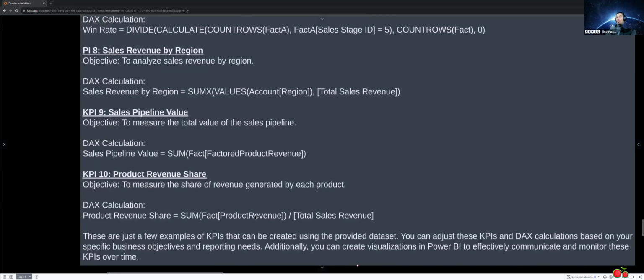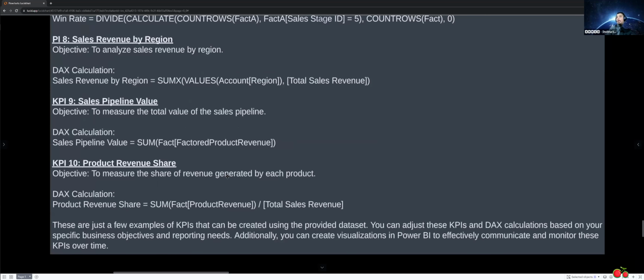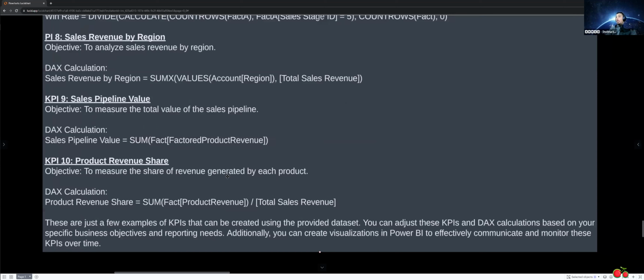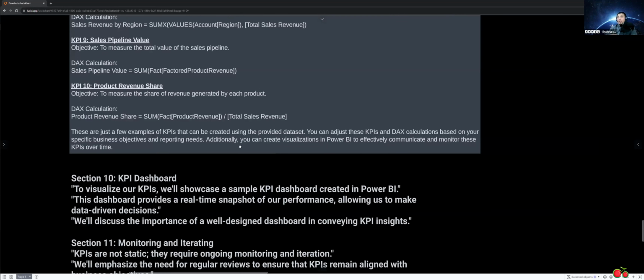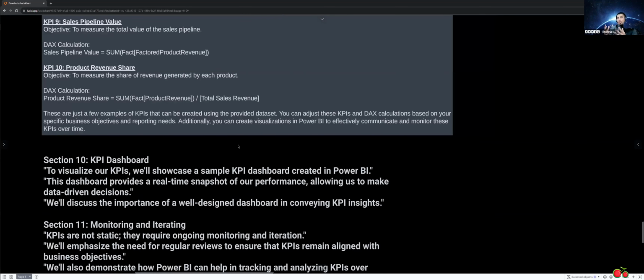And then you can have your decks. So these are just a few examples of KPIs that I can be creating using the provided data set. You can adjust these KPIs and DAX calculations based on your specific business objectives, right? Because they should have their own objectives and reporting needs. Additionally, you can create visualizations in Power BI to effectively communicate and monitor these KPIs over time. Now, once you have all that, because again, this is just an overview, I need you just to understand one angle of Power BI.